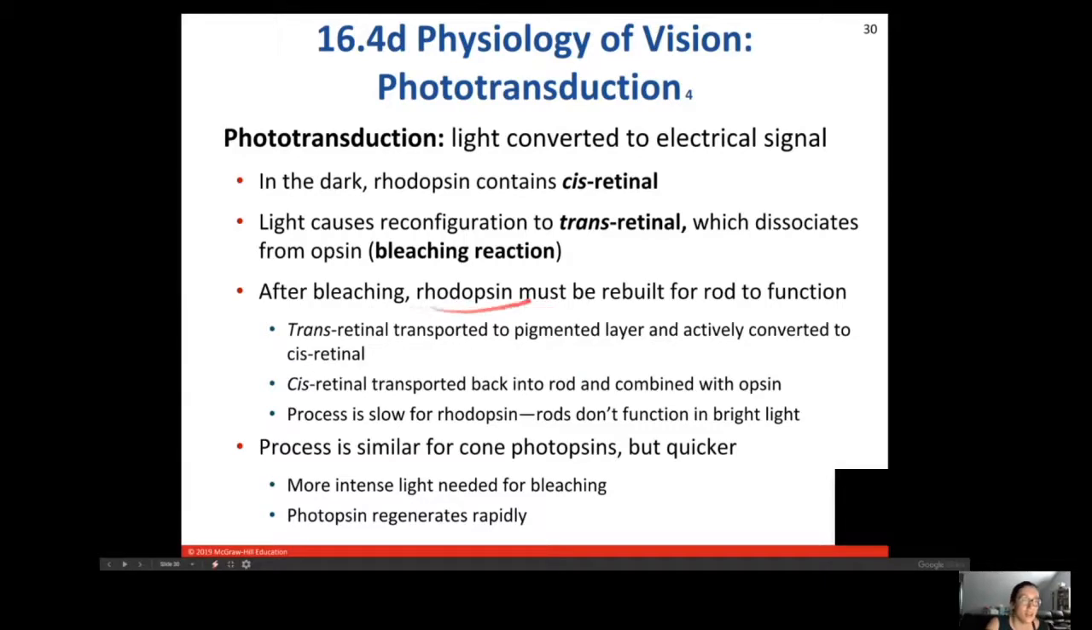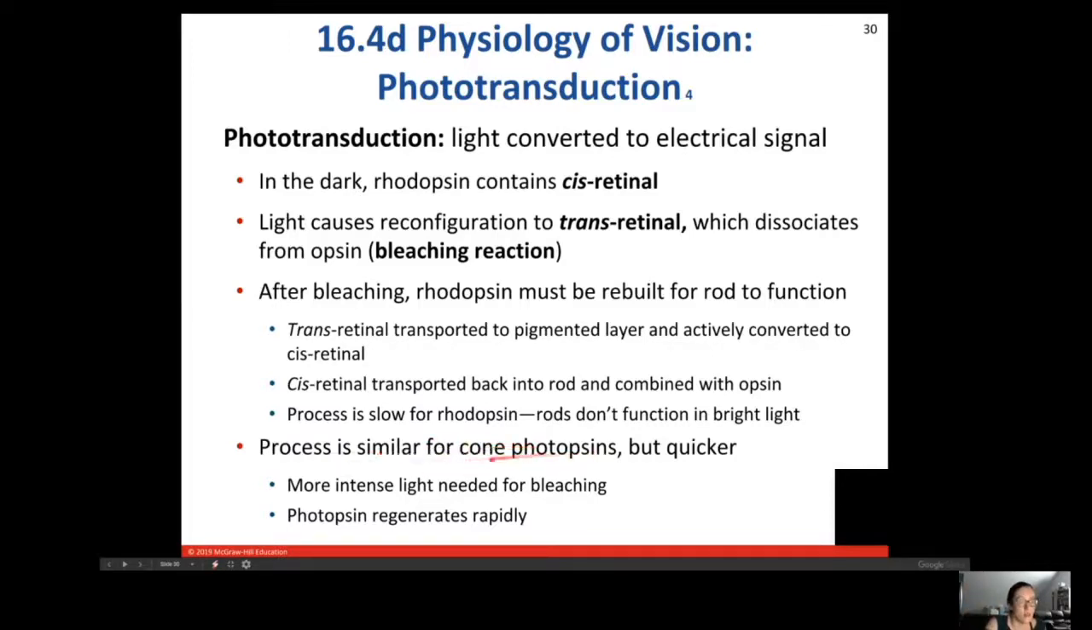After bleaching, the rhodopsin must be rebuilt for the rod to function again. The trans-retinol is transported to the pigmented layer, and there we convert it back, bending it again to the cis-retinol, and then it's transported back into the rod and combined with the opsin to make that photopigment again. The process is really slow for rhodopsin, so the rods generally don't function in bright light because the bright light is constantly bleaching them. They're always bleached, and they're always trying to rebuild those photopigments.